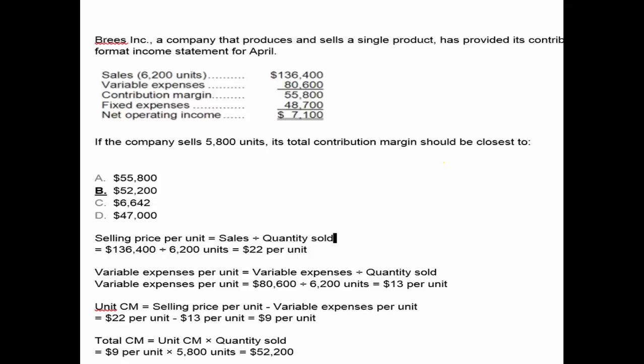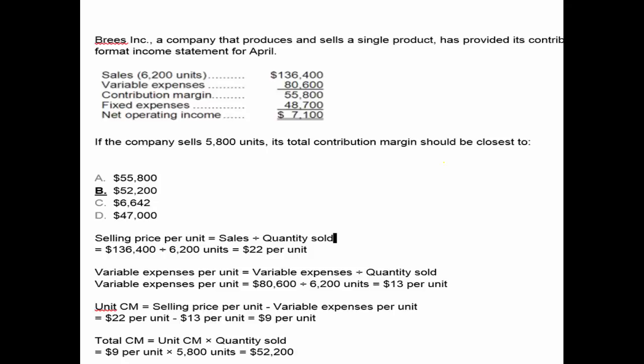Now, when you look at this solution, they take the $136,000 of our sales price and divide it by the number of units the problem told us they were making, that's 6,200, and that gives me what? $22 per unit is my sales per unit, right? Okay. Then they do the same thing with the variable expenses. $80,600 divided by the 6,200 units is $13 per unit for my variable cost.